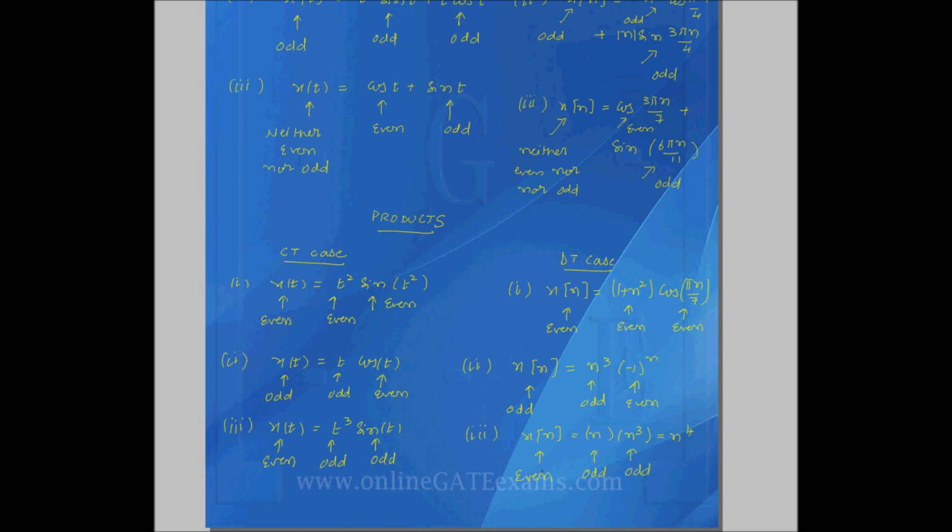So these are a few examples to say that the product of two even signals is even, the product of two odd signals is even, and the product of an even and an odd signal is odd. Now let us see one more important note. It looks simple, but it's important. So what does it say?